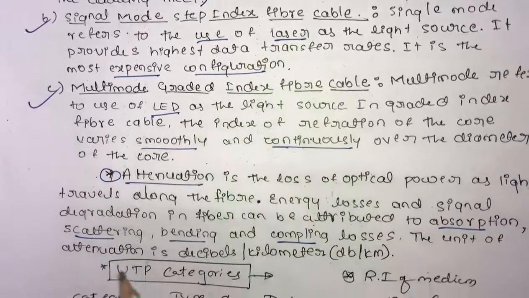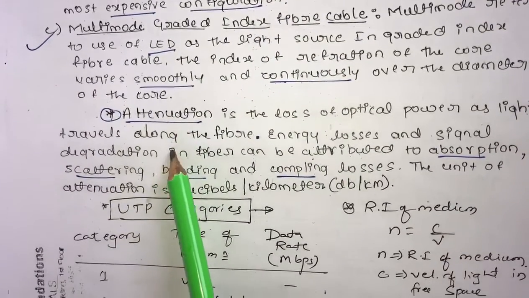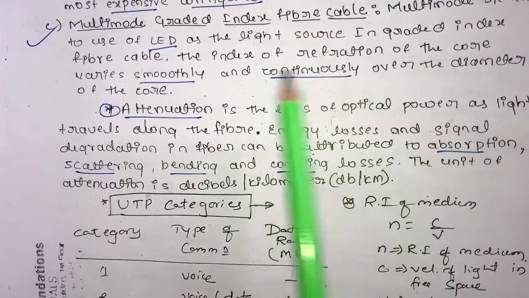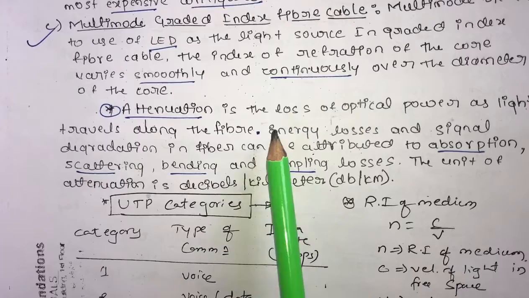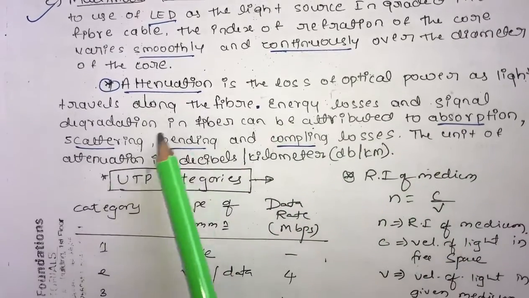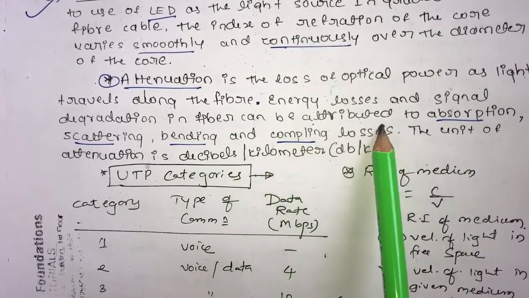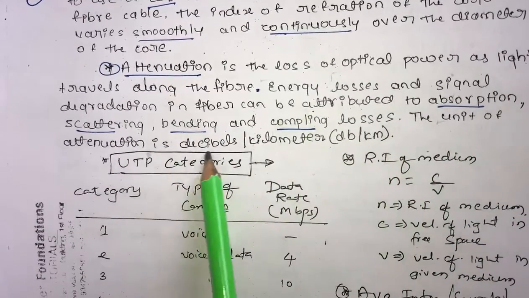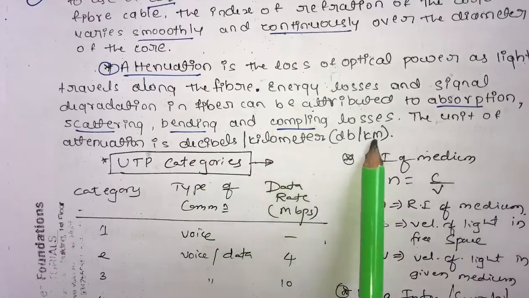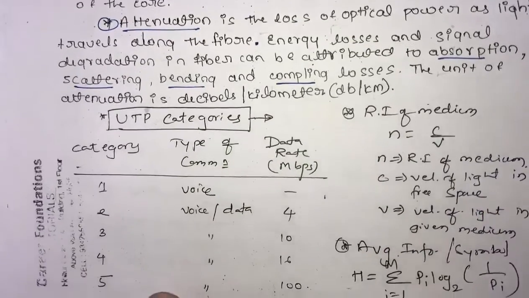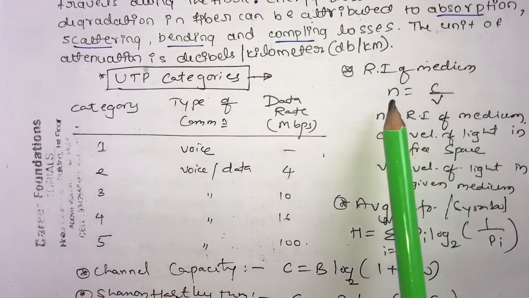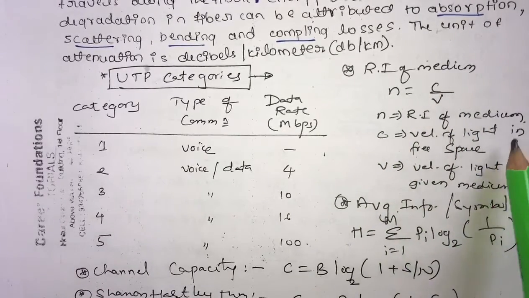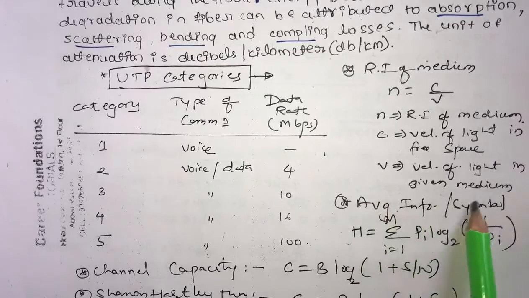There are three varieties. And what is attenuation? Attenuation is nothing but the loss of optical power as light travels along the fiber, and the energy losses and signal degradation in the fiber are attributed to absorption, scattering, bending, etc. The unit of attenuation is decibel per kilometer. And what is the refractive index of the medium? N equals C by V, where N is the refractive index, C is the velocity of light in free space, and V is the velocity of light in the given medium.